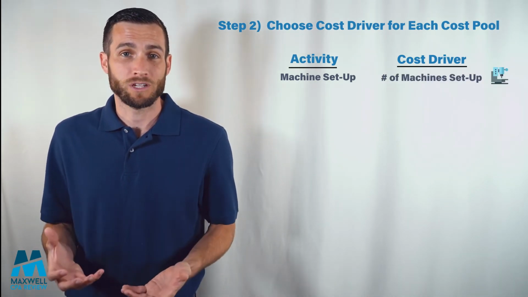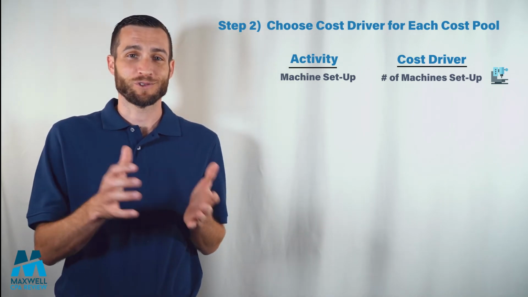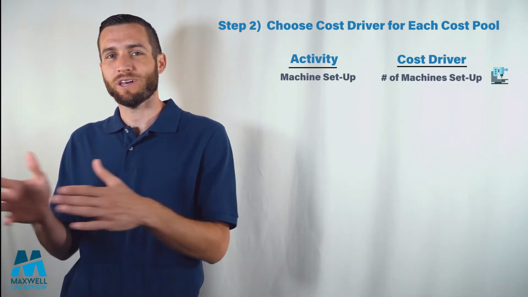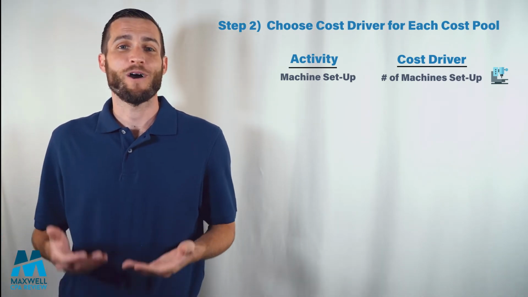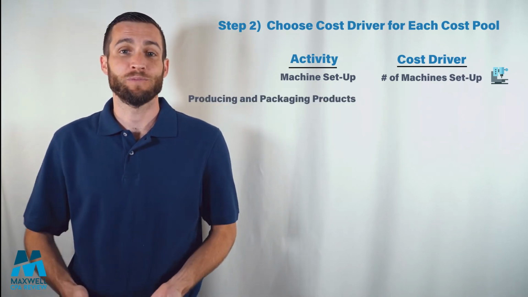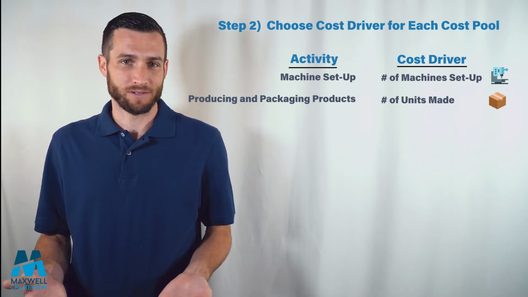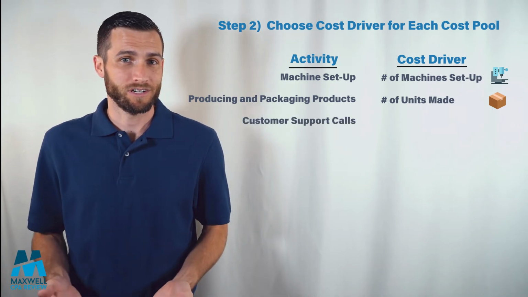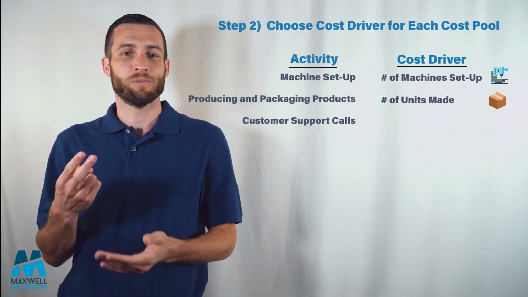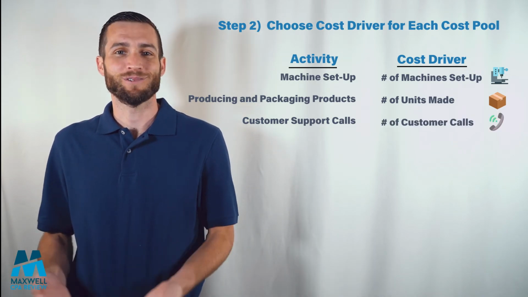So then some of the products we make aren't going to require us to set up a machine, so they won't get allocated any of those costs. And then other products are going to require us to set up machines, so they will get allocated costs. And then what about our activity for producing and packaging products? Well, maybe the best cost driver would be the number of units that we make. So that would be the best cost driver. And then for the customer support call center, what's the best cost driver? Not the number of machines we set up, not the number of units we produce, but rather maybe the number of customer complaint calls that we receive.